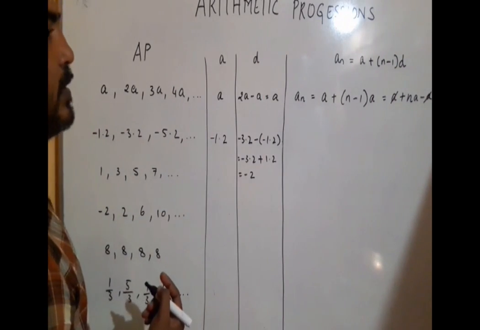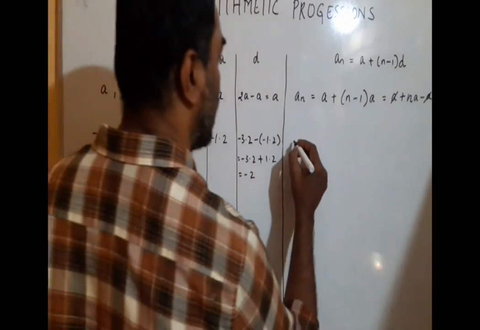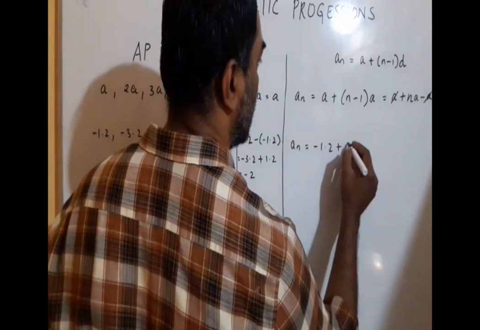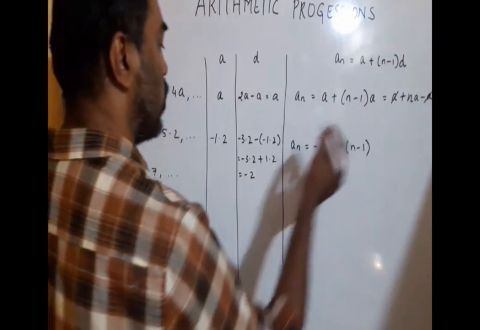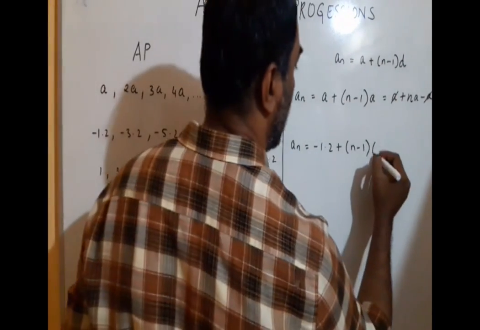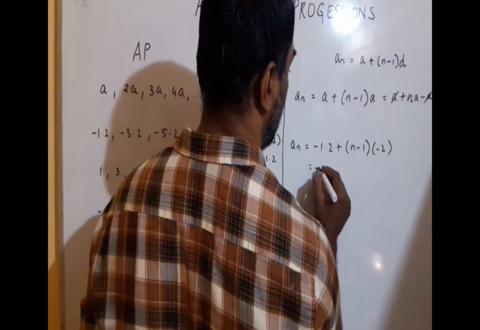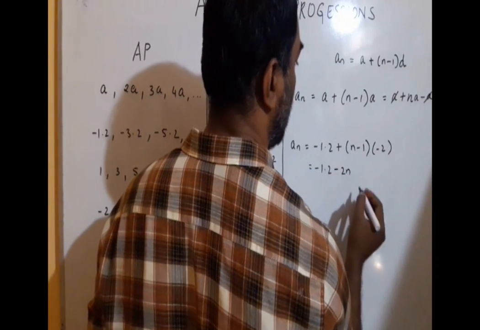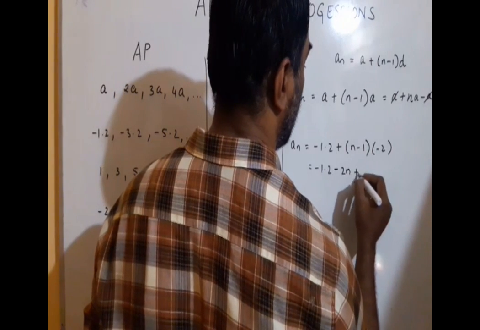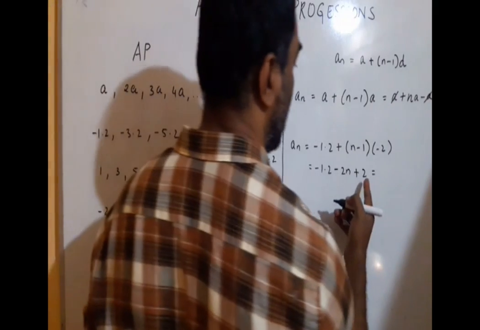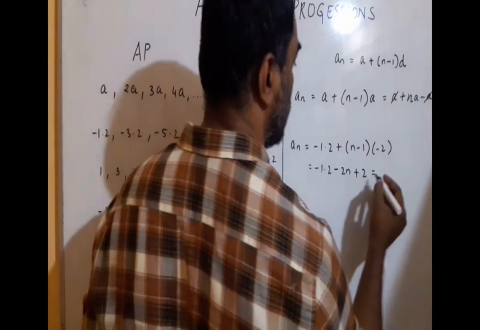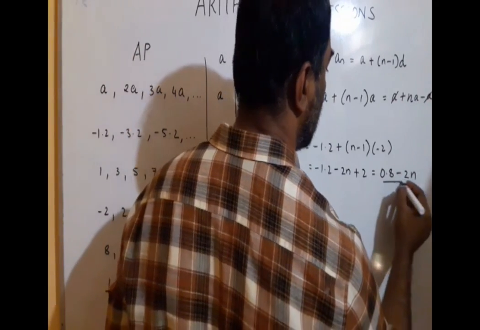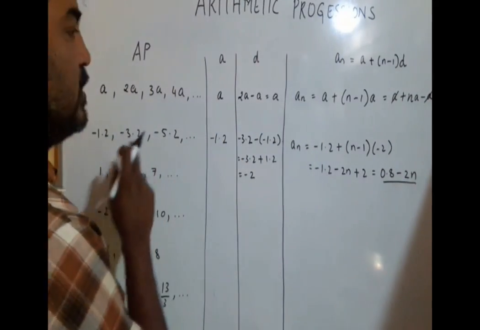Now we proceed to derive the nth term of the sequence. Again using the formula, a, the first term, is minus 1.2, plus (n minus 1), and the common difference d is minus 2. So what do we have here? Minus 1.2 minus 2 into n, minus 2n, and minus 2 into minus 1 gives us plus 2. So we have now 2 minus 1.2, that is 0.8, and minus 2n. This is the formula for the nth term of this sequence.